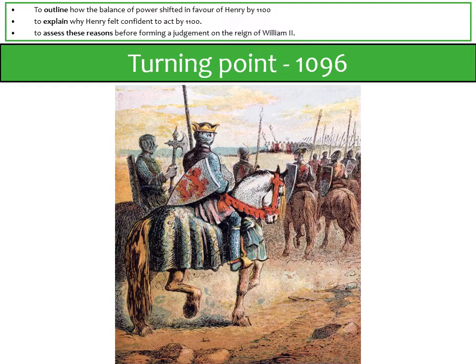William is relatively successful during this period. He's suppressed the Welsh, he's suppressed the Scots, and by 1099 he's also restored Norman domination around Normandy. He's defeated a number of people from the territory of Maine.